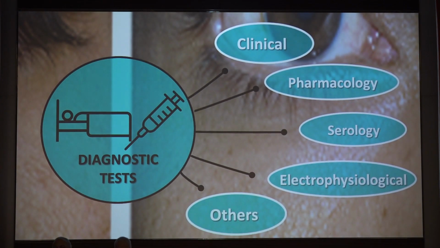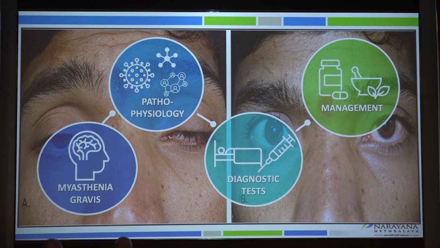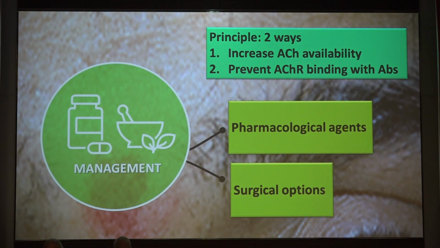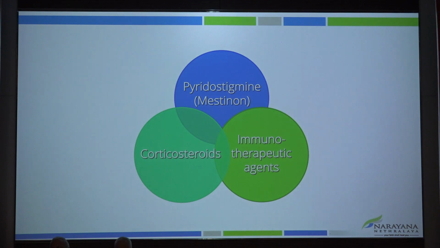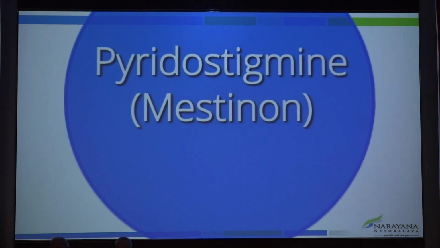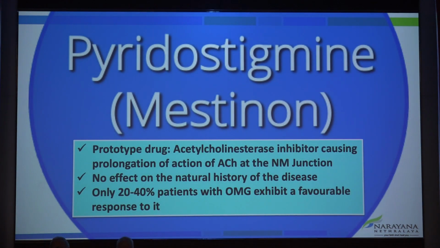So now that we have got it, let's go to the management aspect of this. The principles are two-fold. Either you increase the acetylcholine availability or you prevent the acetylcholine receptor binding with the antibodies. And how can you do this? We can do it pharmacologically. So these are the 3 treatment options that you have. First is pyridostigmine or Mestinon. It's a prototype drug which inhibits cholinesterase, causing prolongation of the action of acetylcholine at the neuromuscular junction. No effect on the natural history of the disease, and only 20 to 40% of ocular cases exhibit a good favorable response.